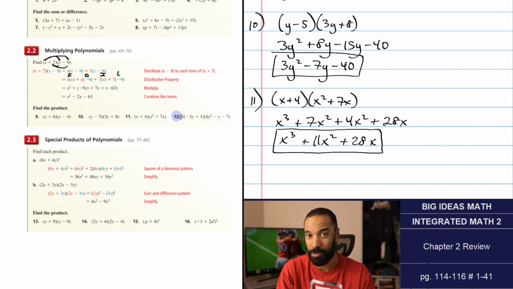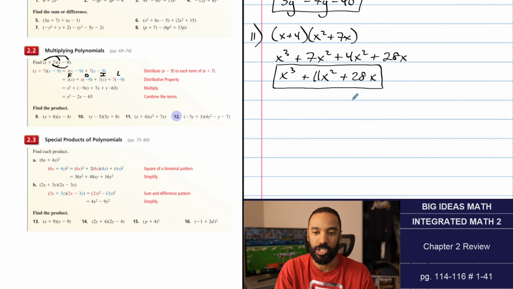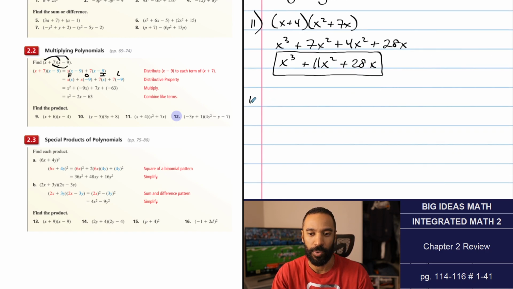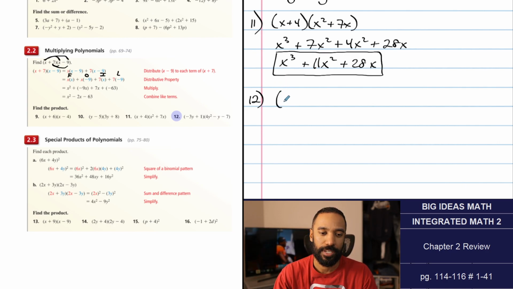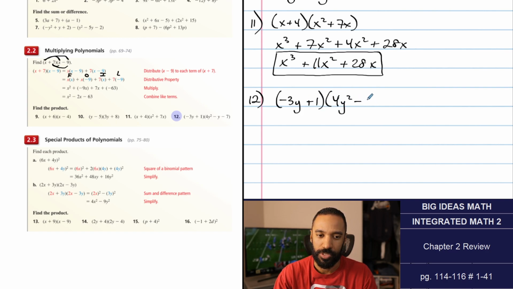I said congratulations on making it this far. Now you're maybe just revisiting this for the first time after doing a lot of factoring. However, if you did factoring with me, we did a lot of foiling in the process anyway. Now this last one, number 12, is not foiling because you have a 2 by 3, 2 terms by 3 terms. And there are two different ways I'll go about doing this problem.